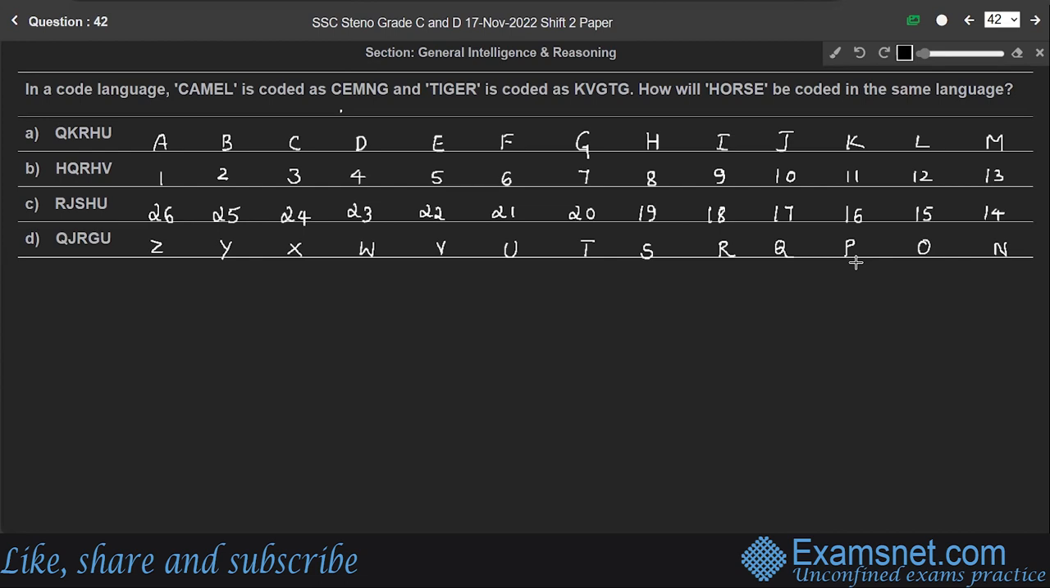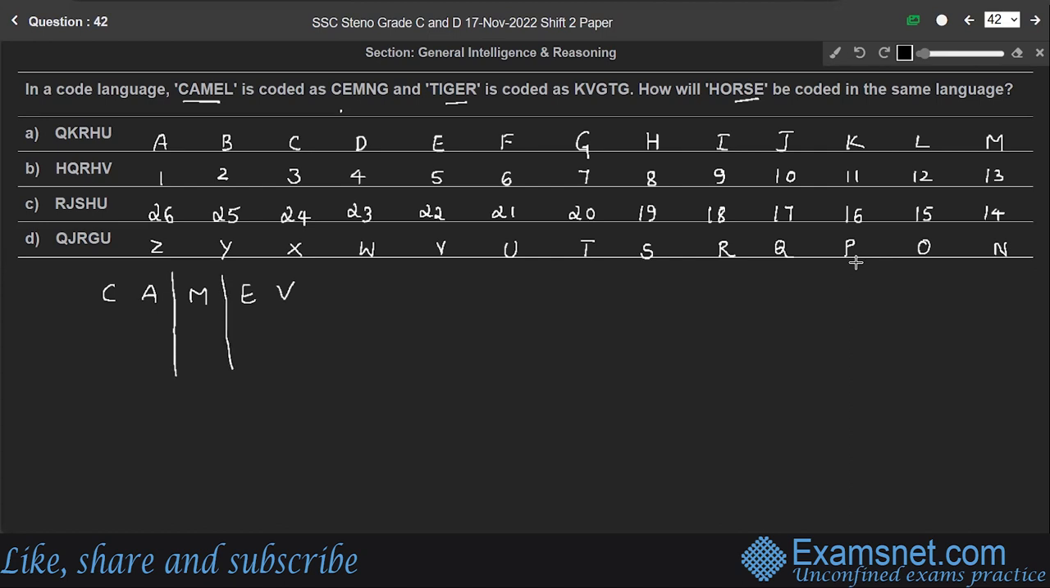Question 42. In a code language, camel is coded as CEMNG, tiger is coded as KVGTG. How will horse be coded in the same language? So we'll consider the first word, camel. We'll divide this word into three parts.